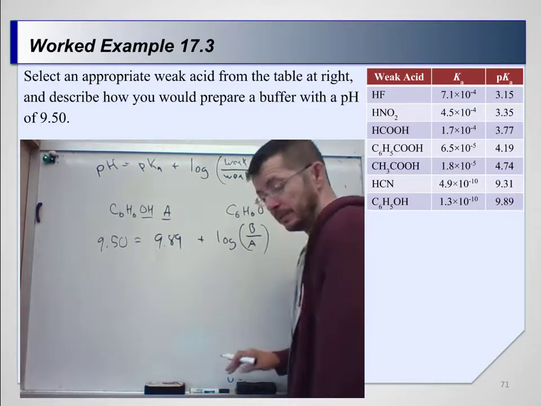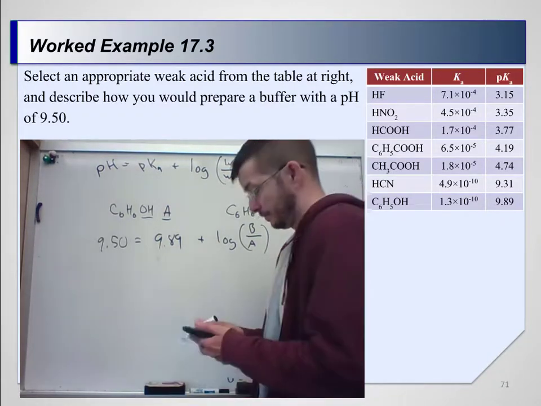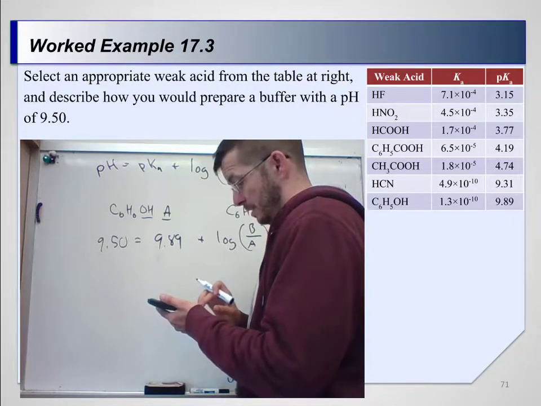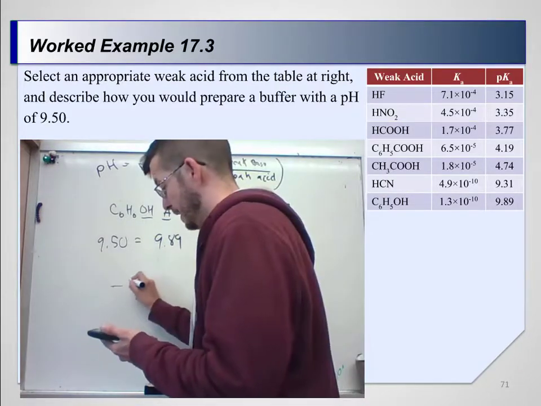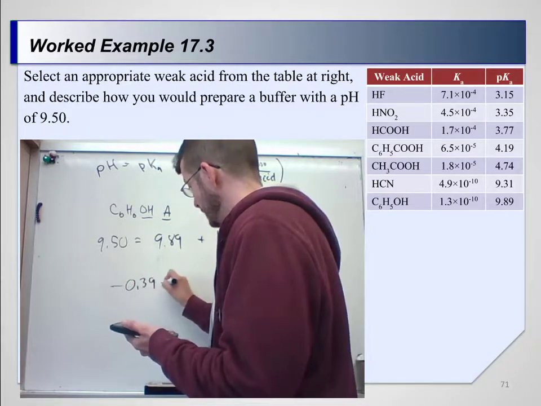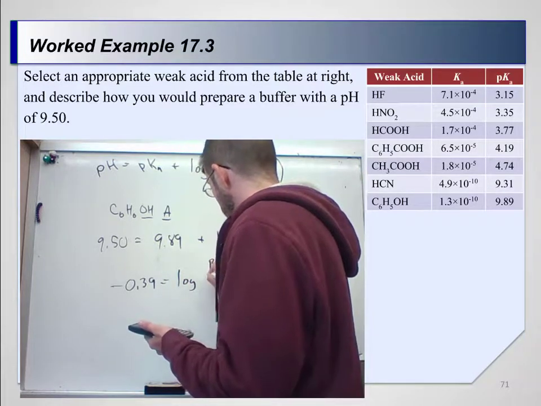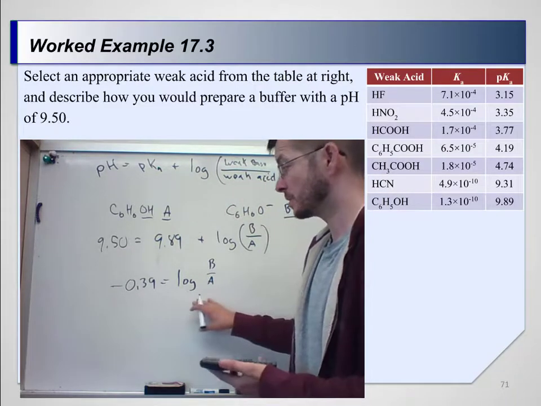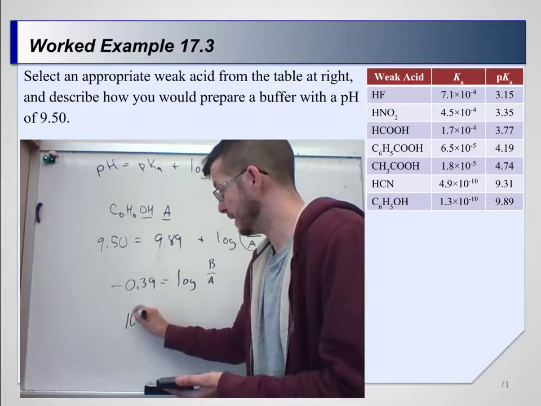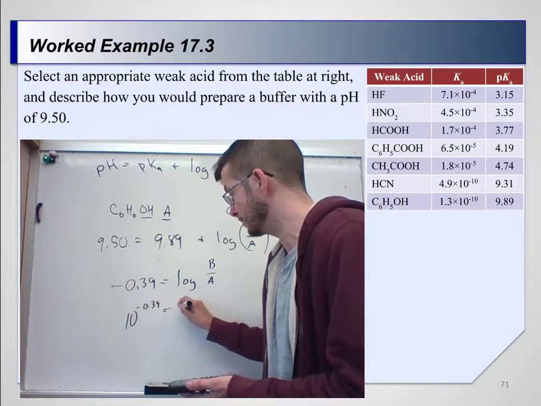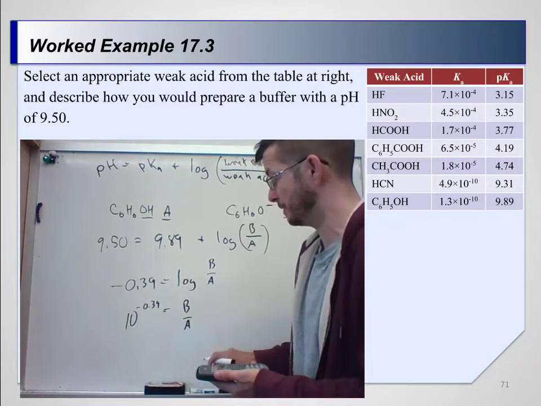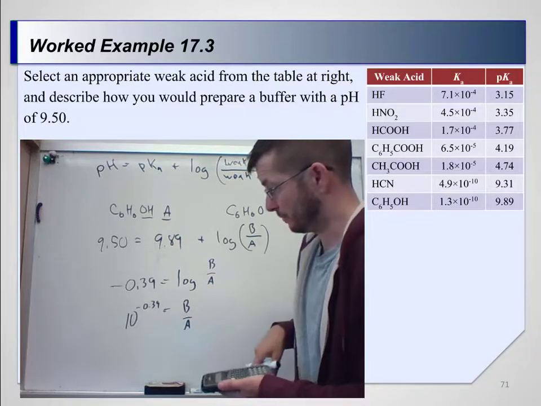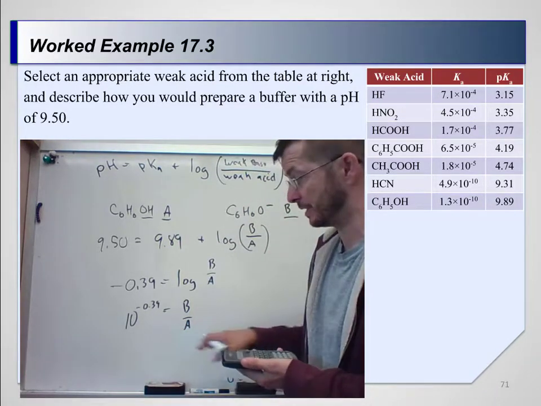And so if we plug this value into our calculator and solve, 9.5 minus 9.89, this is negative 0.39, which is equal to the log of the base over the acid. And so we can solve this by raising 10 to the power: 10 to the negative 0.39 is equal to the base over acid ratio. You can use the properties of logs as well, but the end result is the same. You get this number.